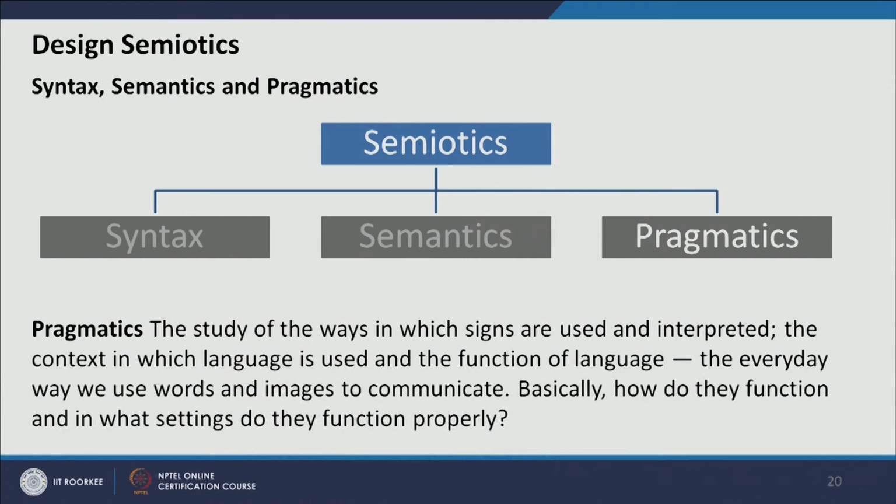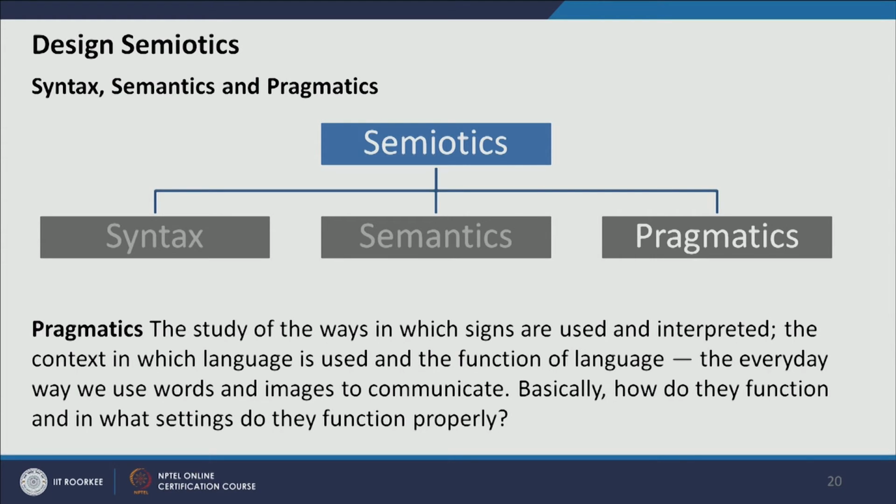And here comes the sociocultural effect, because here the user's mind is involved. For each and every person, the pragmatics can be a little different. This is the functional part; the function and the context of the user are important, as McCoy said. So here the meaning can be diverse based on the user's mind. Pragmatics is the study of the way in which signs are used and interpreted, the context in which language is used and the functions of language.